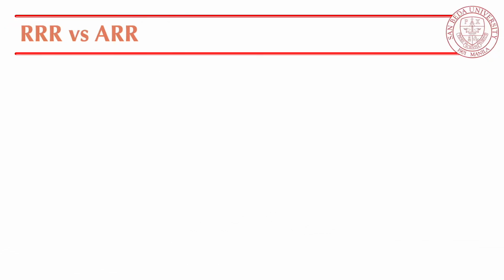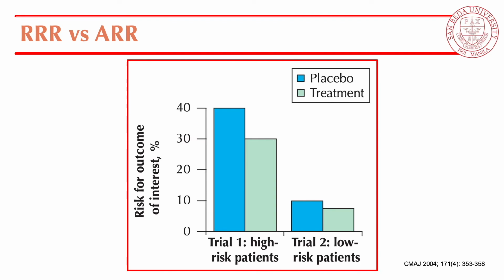Now, there are a few important things I need to point out about the RRR and the ARR. For that, I need to make use of this figure, which features the results of 2 hypothetical RCTs wherein the same treatment was compared to placebo, with the outcome being dichotomous and expressed in terms of event rate per 100 patients. The first RCT or trial 1 involved patients who are high risk for the outcome, while the second RCT or trial 2 involved patients who are low risk.